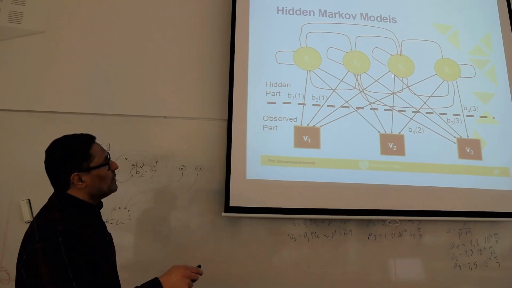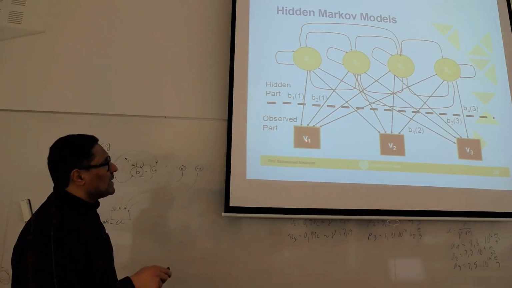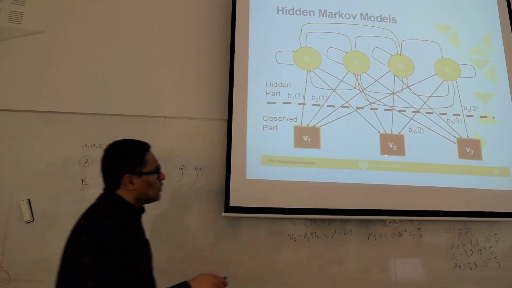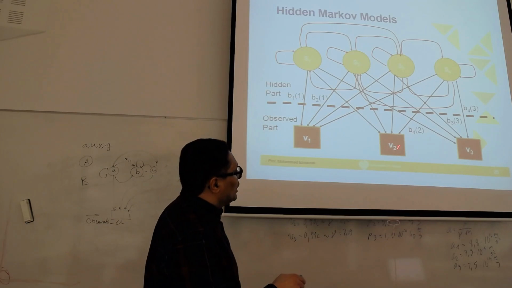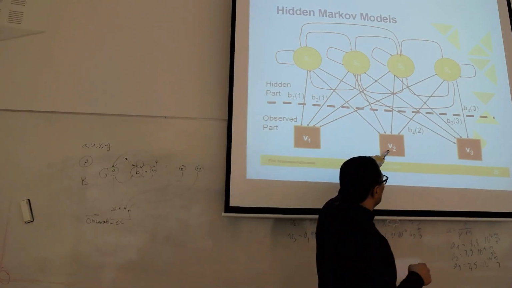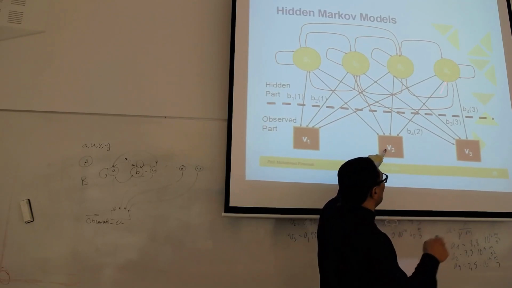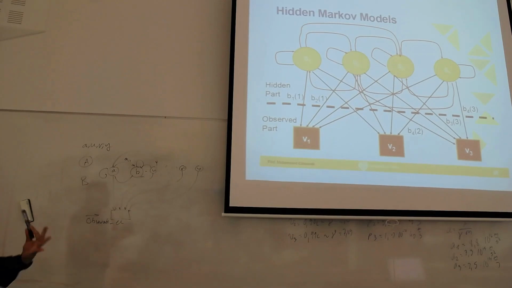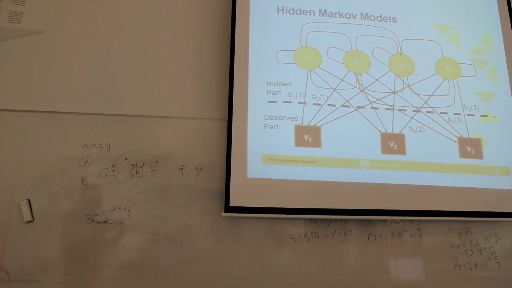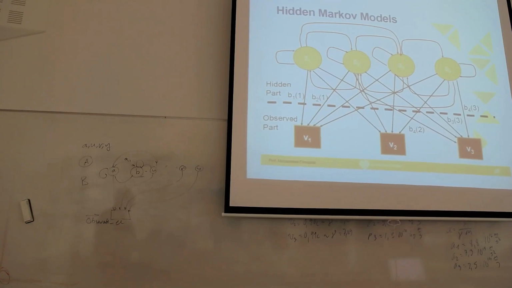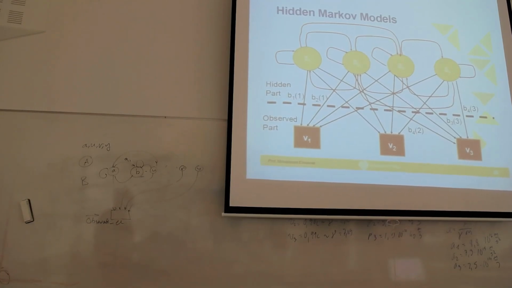B31 is the probability that the observed V1 came from state S3. And here, for example, the probability that you observed V2, the probability that it came from S4, is B42. So now we have these probabilities that control the connection between the observations and the actual states, which are hidden. We don't know them.